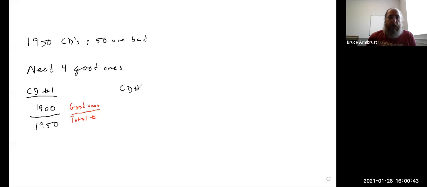Okay, so now let's go to CD number 2. So we just pulled out a good CD, right? Because remember, we're trying to get 4 good ones. So I just removed a good CD. I don't put it back because this is without replacement. So how many CDs are left? How many total CDs remain now that I took one out? All right, so I just subtract one off. So it's going to be 1949, right?